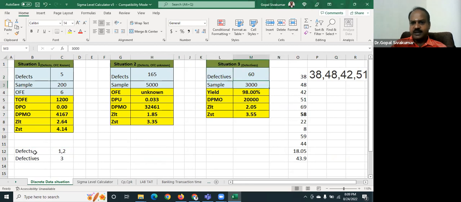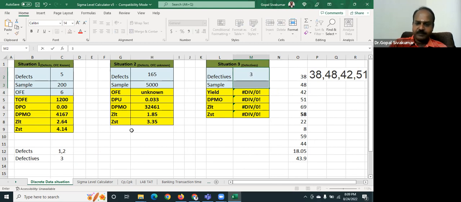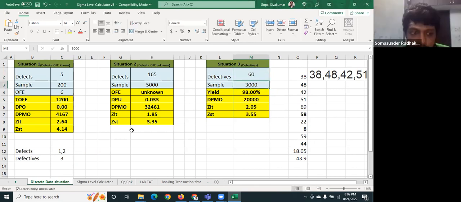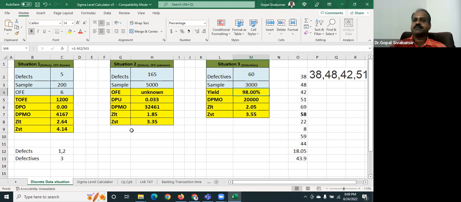See here, there are 3000 samples you are studying, and you have noticed 60 defectives. Now can you read the result? Yield is how much? 98%. DPMO is 20,000. And ZLT is 2.05. ZST is 3.55. Can you notice a difference of 1.5?